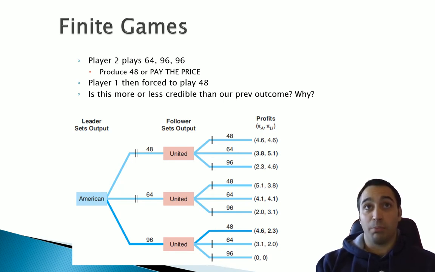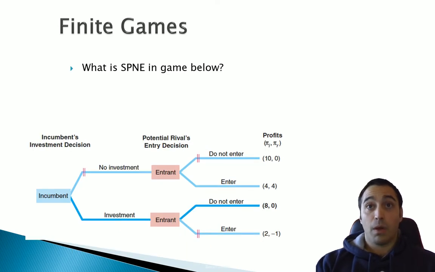Because United was bluffing in this 64, 96, 96 equilibrium, we say that it's less credible, right? It is not a subgame perfect Nash equilibrium. All right, here's another game. Go through this one, see if you can find the SPNE. And then, if you get bored, tell me if you can find another non-SPNE solution.